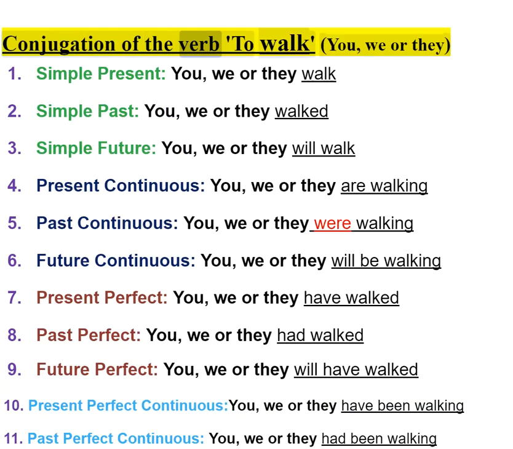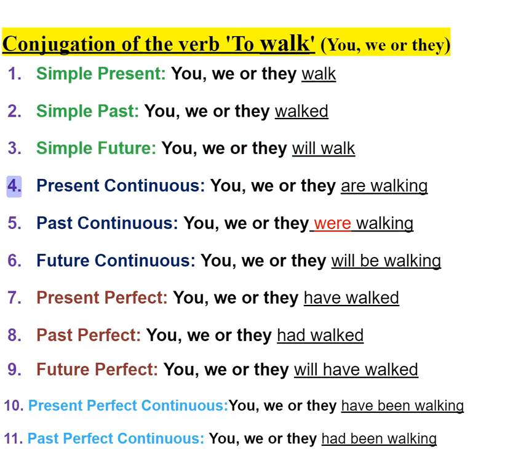Conjugation of the verb to walk. You, we or they. 1. Simple present. You, we or they walk. 2. Simple past. You, we or they walked. 3. Simple future. You, we or they will walk.